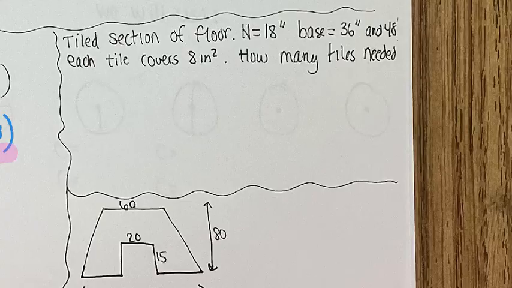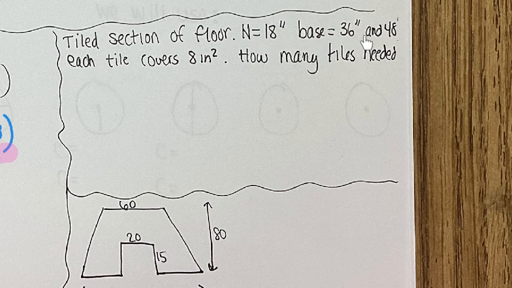Okay, let's look at this guy. We have a tiled section of floor. Maybe some of you have a floor that has tiles on it. This looks like H. Doesn't really look like H. It looks like an N, but I'm guessing that was my handwriting for H. The height is 18 inches. Oh, so this tiled section of floor must be a trapezoid. That's weird, but okay, whatever.